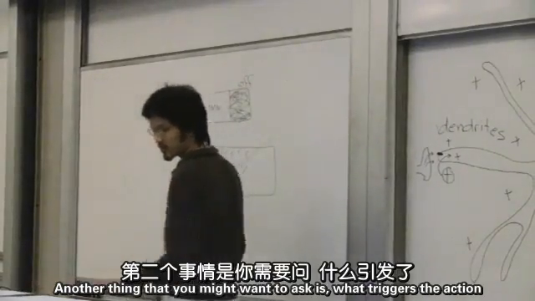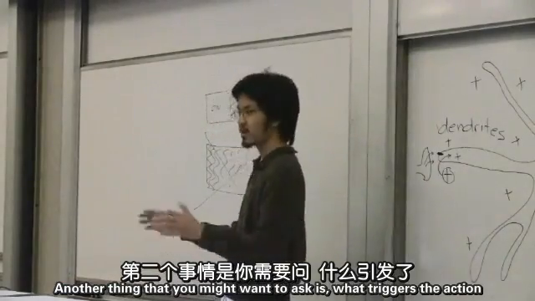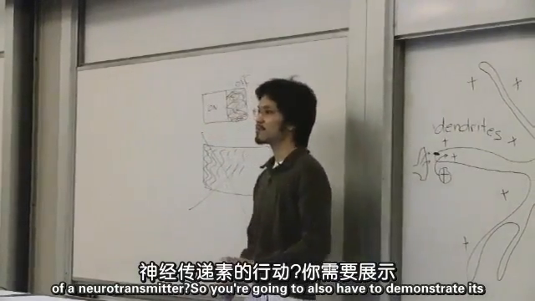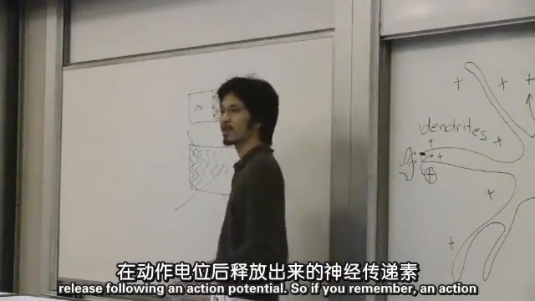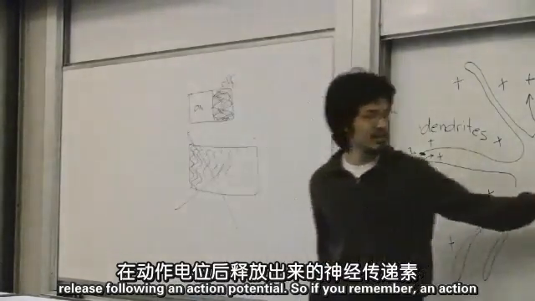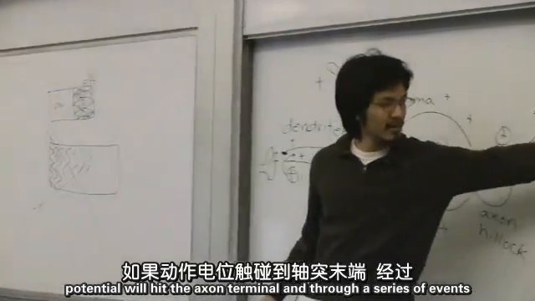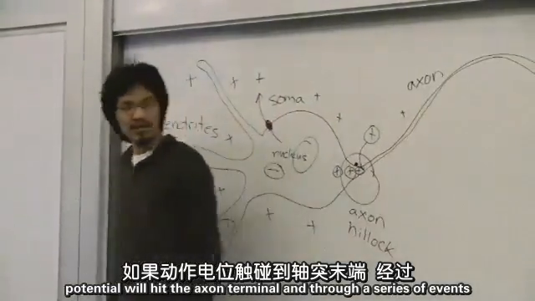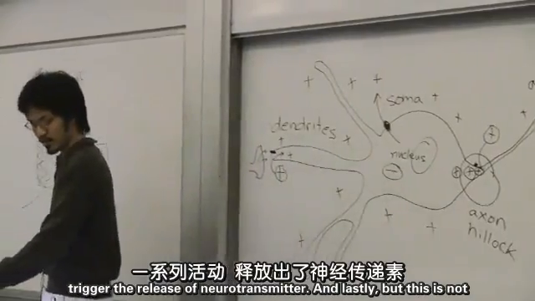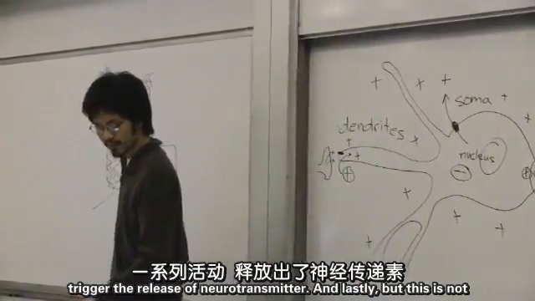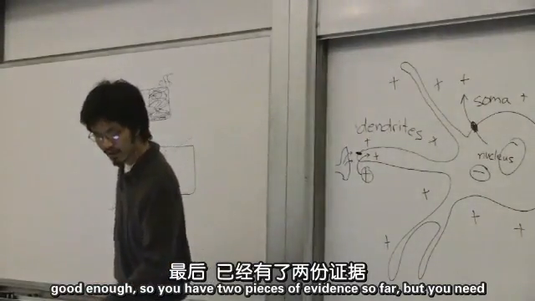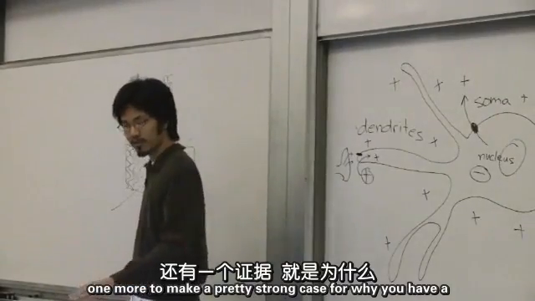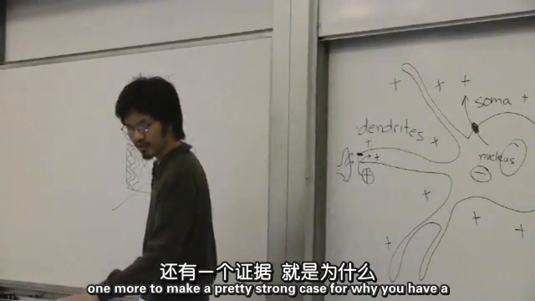Another thing that you might want to ask is, what triggers the action of a neurotransmitter? Right? So you're also going to have to demonstrate its release following an action potential. If you remember, an action potential will hit the axon terminal and, through a series of events, trigger the release of neurotransmitter. But this is not good enough. You have two pieces of evidence so far, but you need one more to make a pretty strong case for why you have a neurotransmitter.